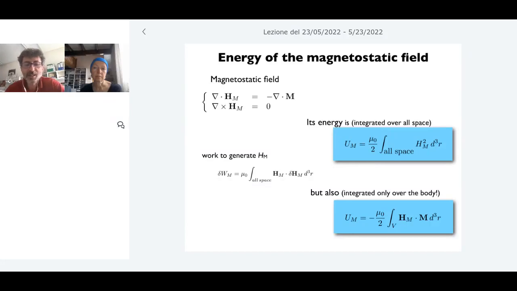Essentially, the answer I give to myself when I ask this question is that at the beginning I said that the applied field is the field generated by all other sources apart from the magnetic moment itself. And here we are exactly in the opposite situation. Here the magnetostatic field is exactly the field generated by our magnetization distribution. So it's the magnetic field generated by itself, by the magnetic moment itself.